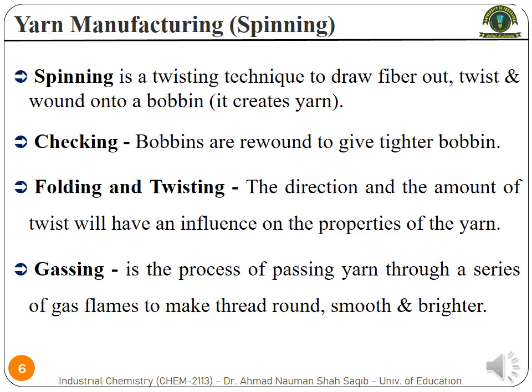And the next process after folding and twisting is the gassing process. Gassing is the process of passing yarn through a series of Bunsen gas flames in a gassing frame in order to make thread round, smooth, and also brighter. So after making bobbins, the gassing process is carried out, and we get a brighter and smoother yarn.